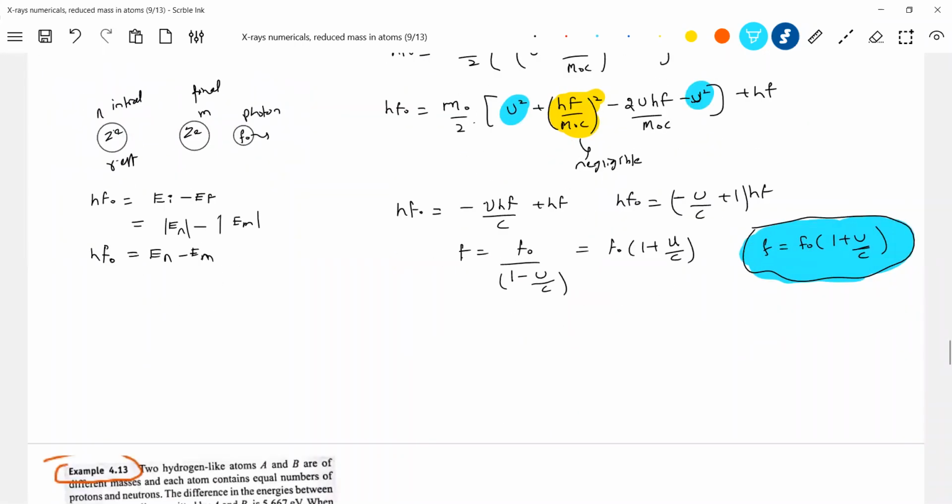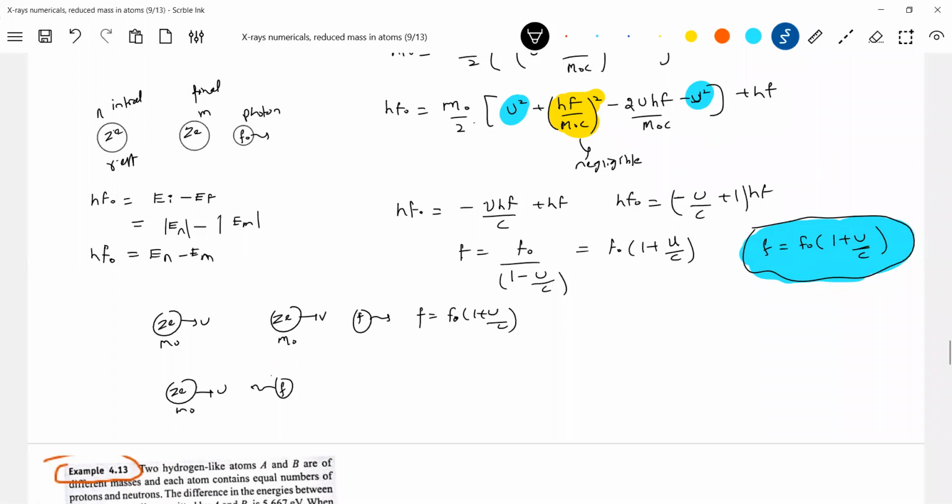I'll compare all three cases. So first, if there's an atom moving, and it ejects a photon in the direction of its motion, then the frequency f is given by this formula: f is equal to f naught times (1 plus u by c). Similarly, it can also eject a photon opposite to the motion. What can be the formula for this? You solve it, and you'll end up like this.